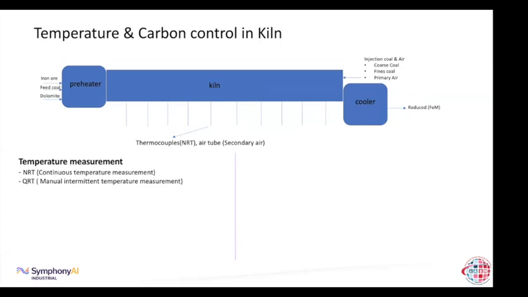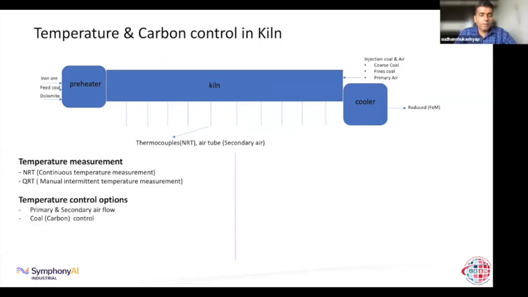Okay. So the problem with these NRT continuous sensors is that particles are getting deposited on the thermocouples, and then the continuous measurements become inaccurate. That's why they take this manual measurement, which is done manually.